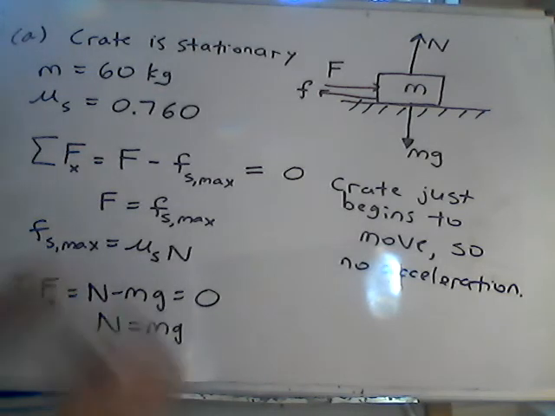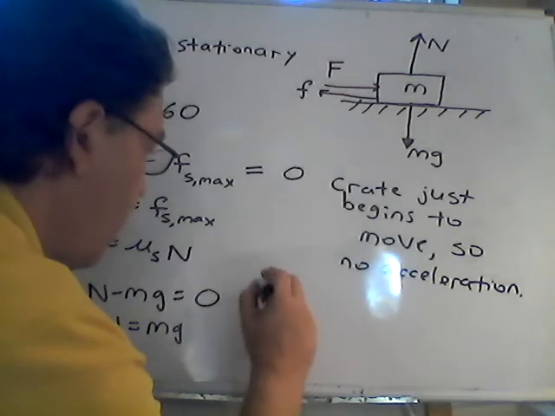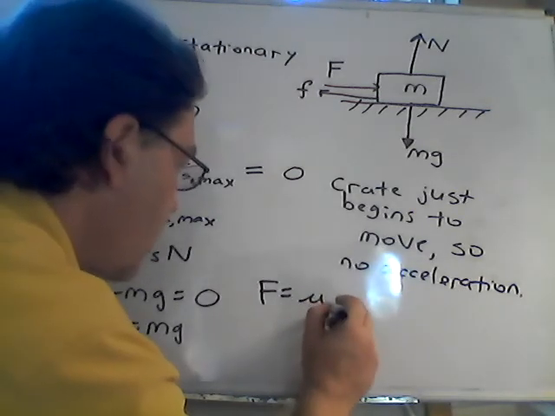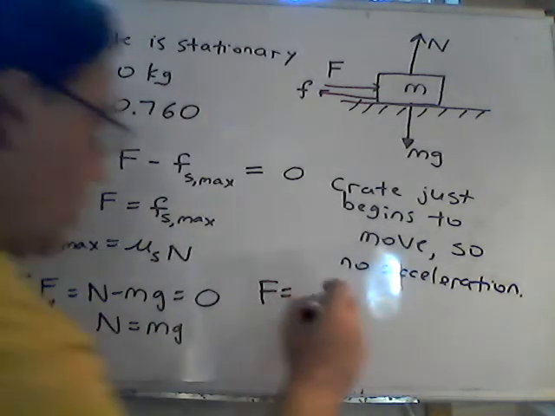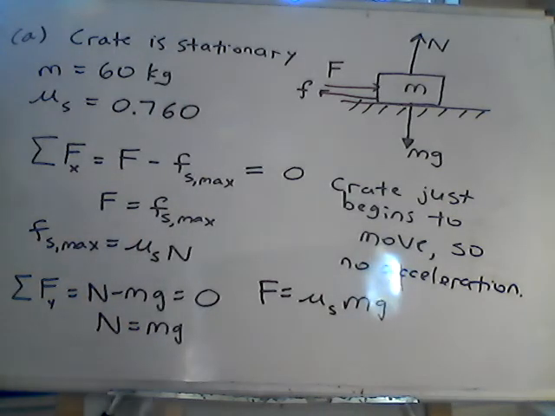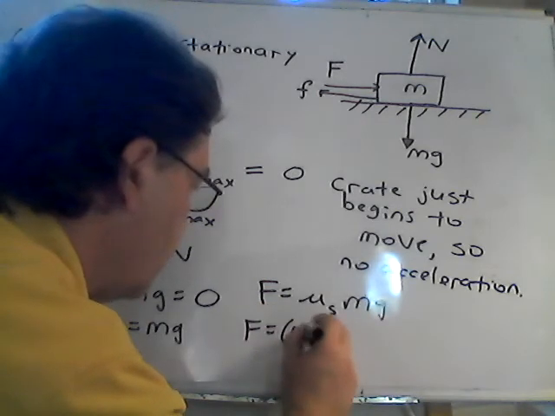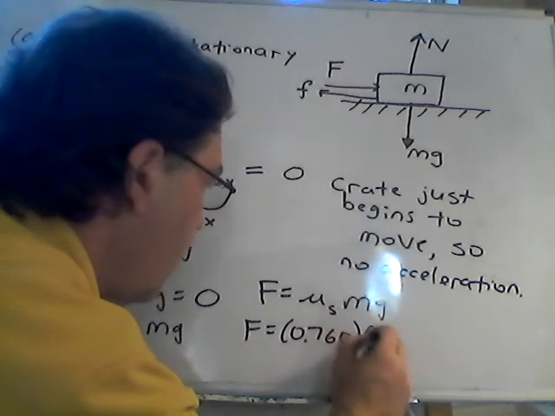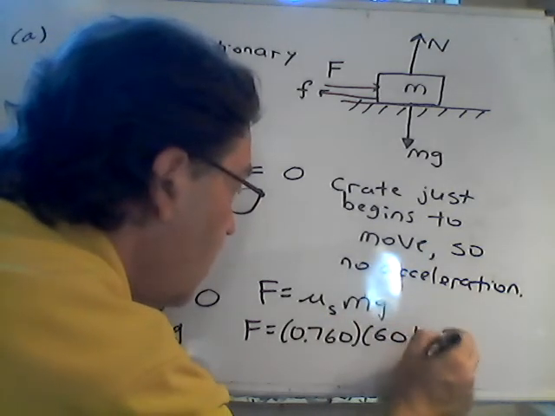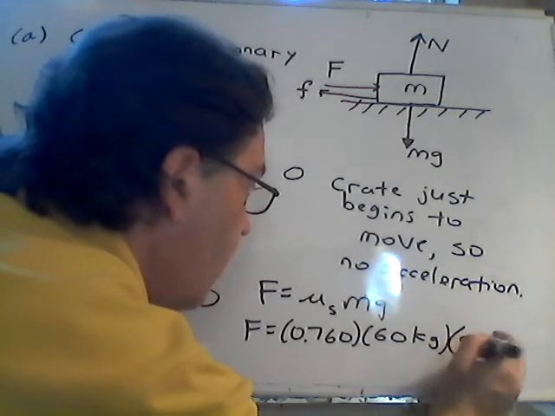So I put everything together and I get that this force F is mu sub s times the normal force mg. That's what I want to calculate. So F is 0.760 times 60 kilograms times 9.80 meters per second squared.